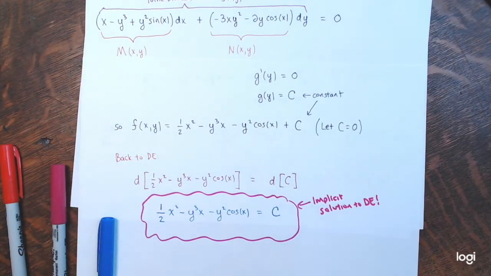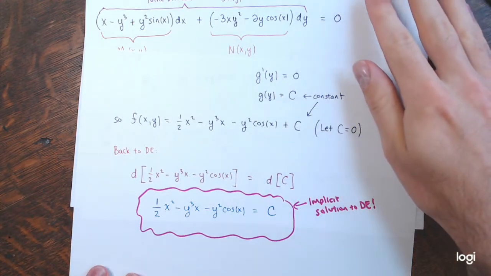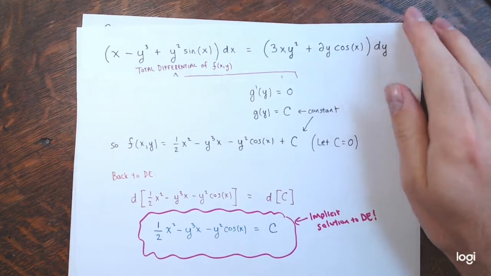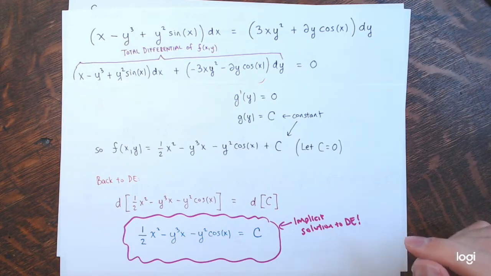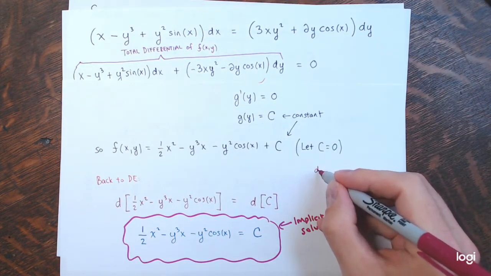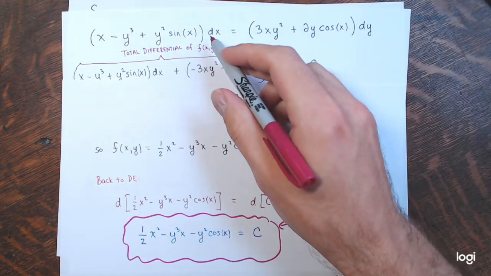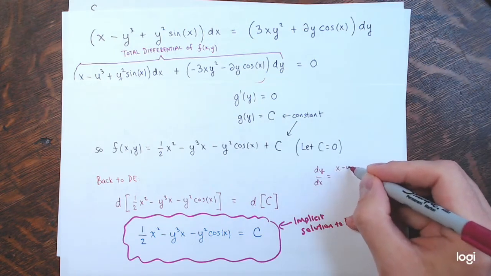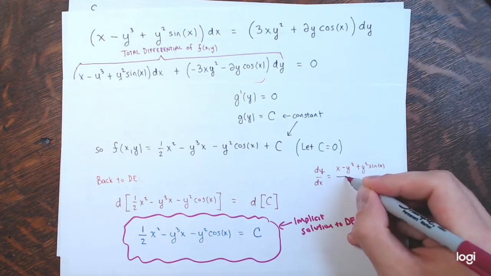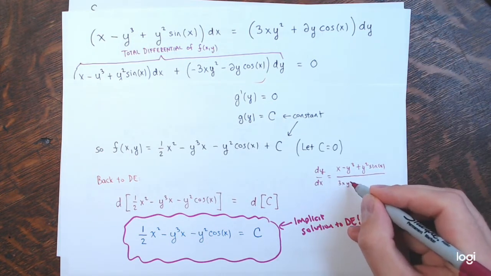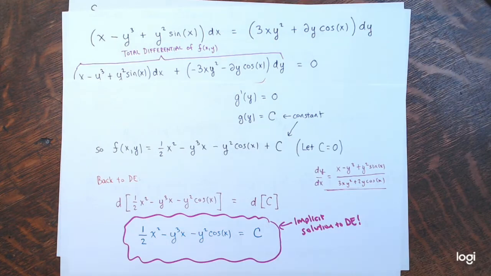All right, and just as before, let me show you. Hopefully this slope field comes up looking nice. Now when I go and try to put the slope field into my computer on Desmos, I need to find dy/dx. I need to find an expression for that. Oh, that'd be pretty simple here. It'd be just x minus y cubed plus y squared sine x divided by 3xy squared plus 2y cosine x. So this is what I'm going to enter when I want to take a look at a slope field.